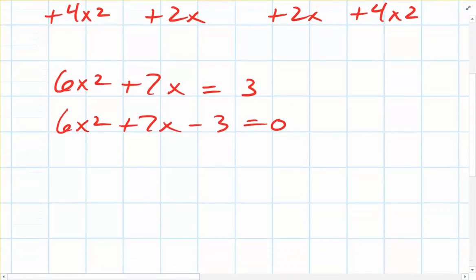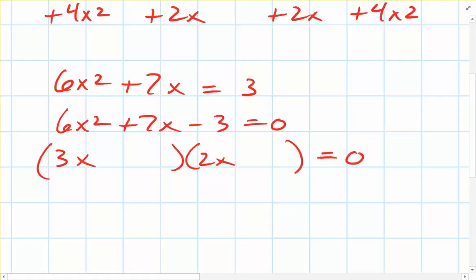Now, the leading coefficient in this case is what? 6. You don't like that too much because it isn't 1. You have to test a few things. But if you break it apart, it is going to come out to be 3x and 2x. And then you just have to test things until you get the right one. It's going to be 3x minus 1 and 2x plus 3. If you test that one, it does work. I'm just telling you it does work.